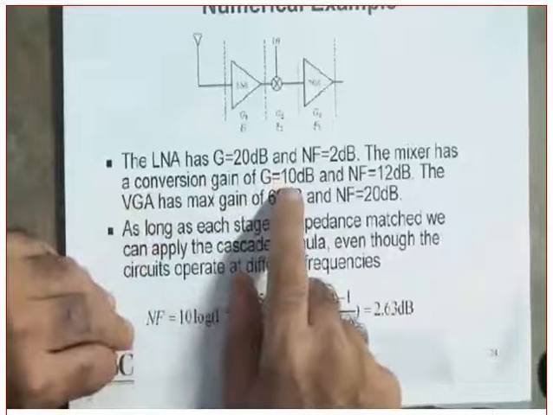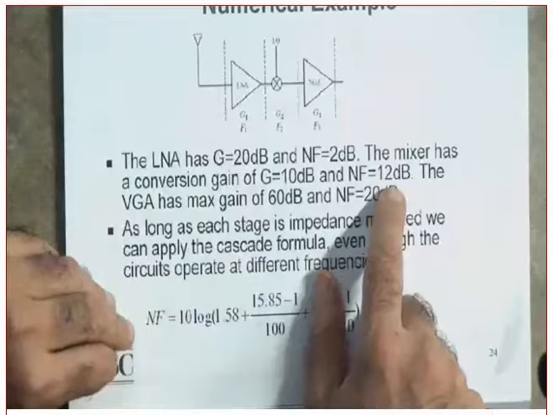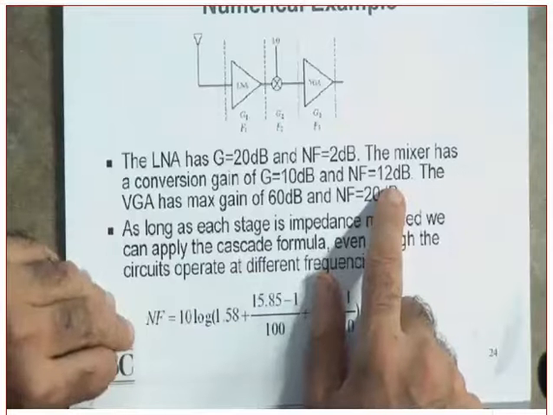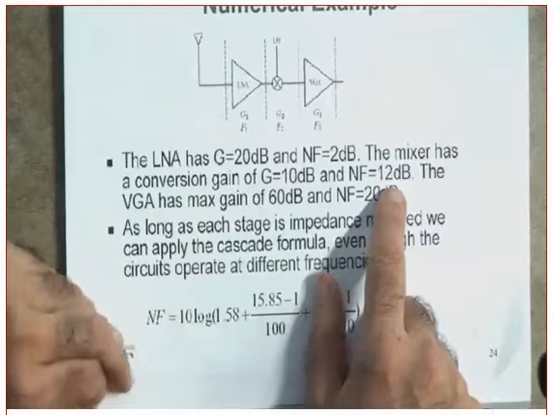So, conversion gain of 10 dB, noise figure 12 dB. That's a very noisy mixer. Are you following, Anna? Very noisy mixer.